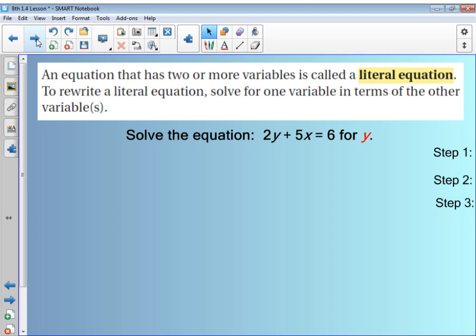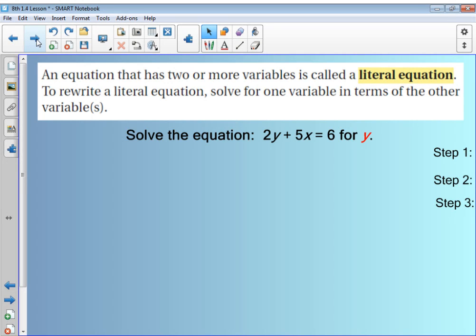Okay. Today we're going to be working out of lesson 4, and we're going to be working through how to solve literal equations. Literal equations are equations that have 2 or more variables. To rewrite a literal equation, you're going to solve for one of the variables in terms of the other. It's much easier for us to actually practice these in order for you to understand.